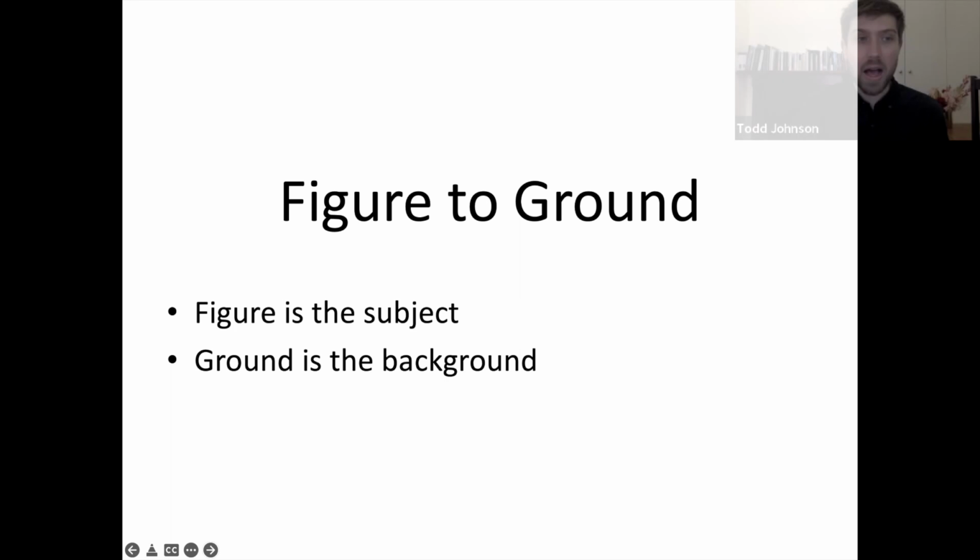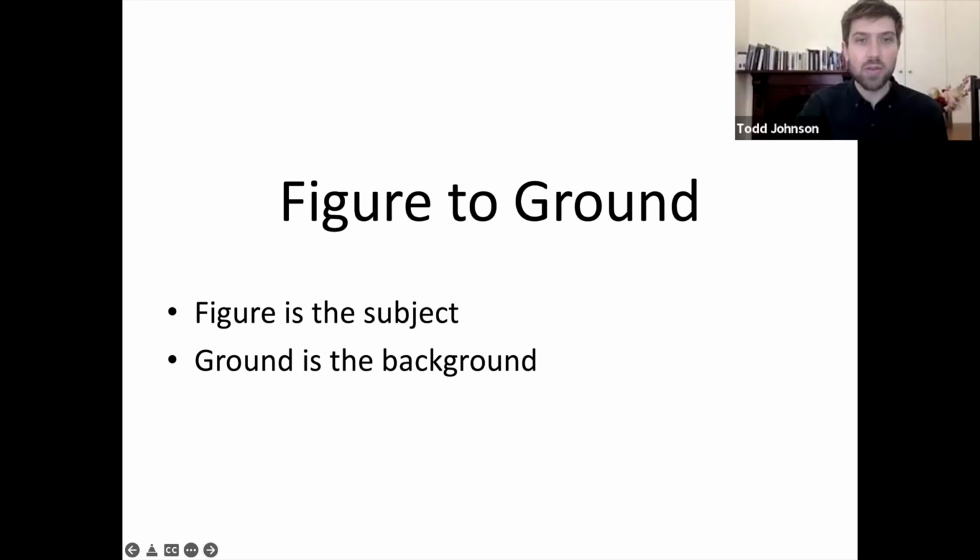Hi everyone, welcome. Today we're going to be investigating the topic of figure to ground, which is a really interesting topic to explore in art. And I'm going to get this up full screen for you. So in essence, figure is the subject and ground is the background.